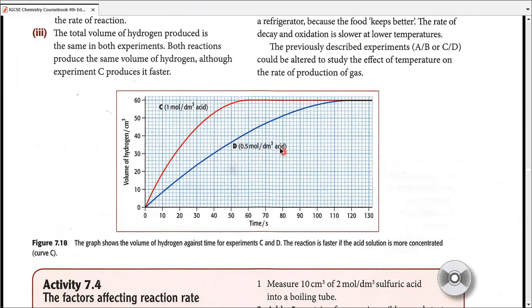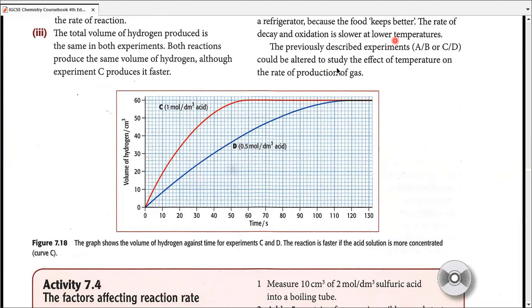Now, of course, the higher the concentration, the faster the rate of reaction: C, the red line. The lower the concentration, the lower the rate of reaction: D, the blue line. Of course, D would be less steep, and C would be more steep. Now, if Cambridge gives you any third values and asks you to redraw the graph, this is what you are about to do.